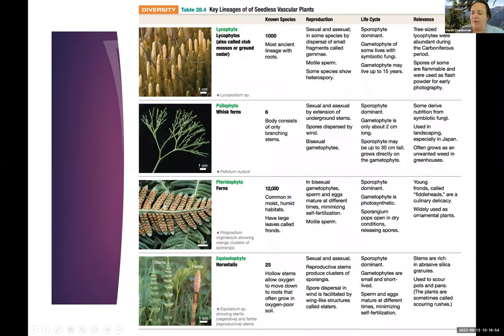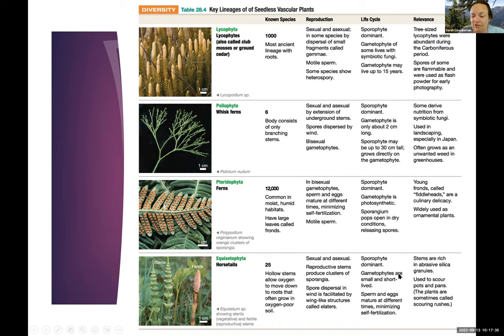All right, so then some info about our club mosses or ground cedar, our lycophytes, our whisk ferns, our ferns, and our horsetails. Notice that for all of these, the life cycle has switched completely to sporophyte dominant. Whereas our bryophytes were all gametophyte dominant, these are all sporophyte dominant, right?